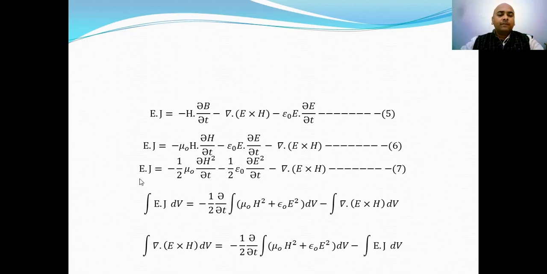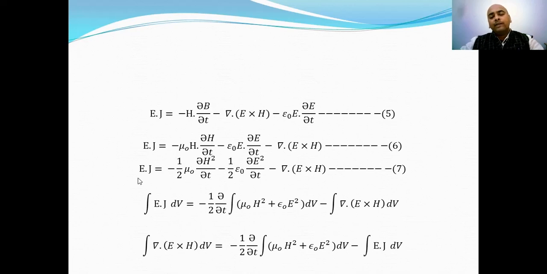This can further be rewritten so that, instead of writing H dot ∂H/∂t, we can write it as ∂/∂t of H squared, because if we take ∂/∂t of H squared, we obtain it to be equal to 2H ∂H/∂t.